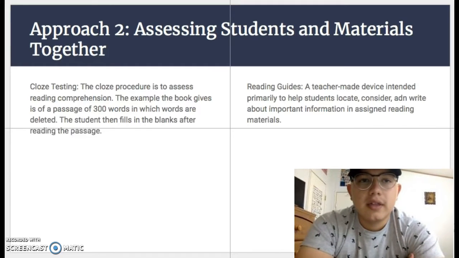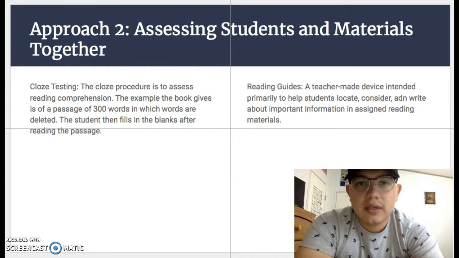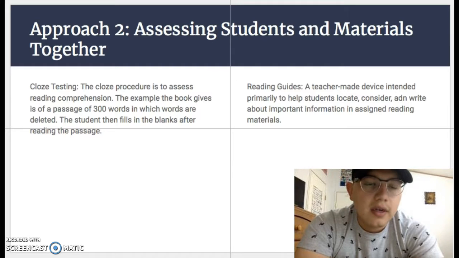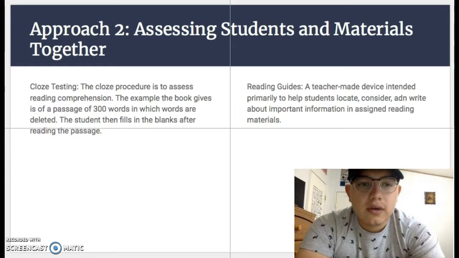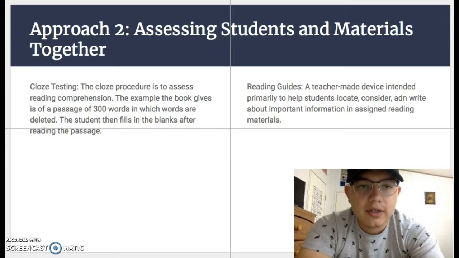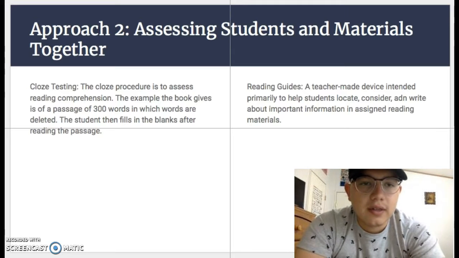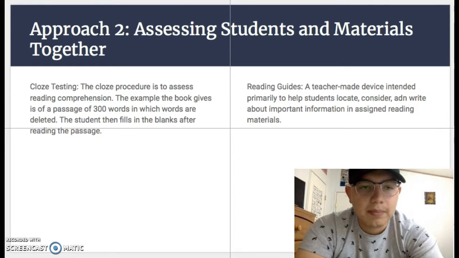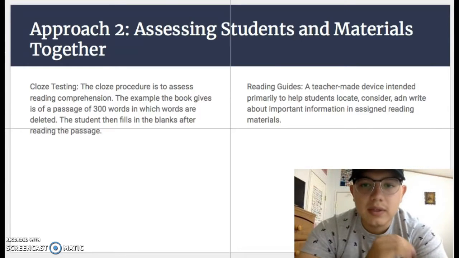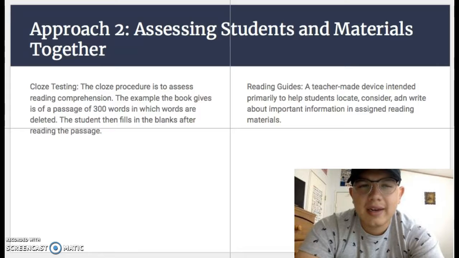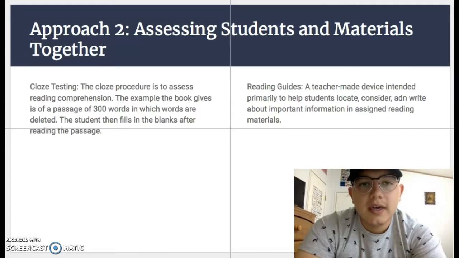All right. And approach 2, assessing students and materials together. So the first one it gives is closed testing, which is the closed procedure to assess reading comprehension. The example the book gives is a passage of 300 words in which words are deleted, and the student then fills in the blank after reading the passage. And I saw that it would take out a word every 5 words. And I think that could work for music.